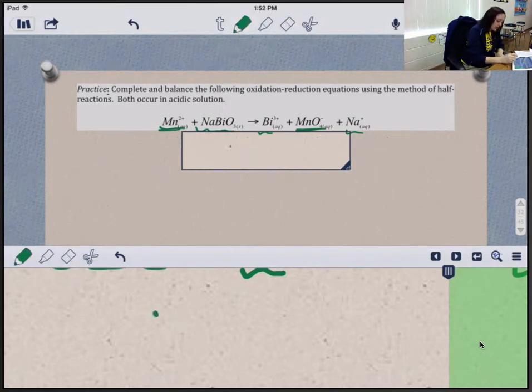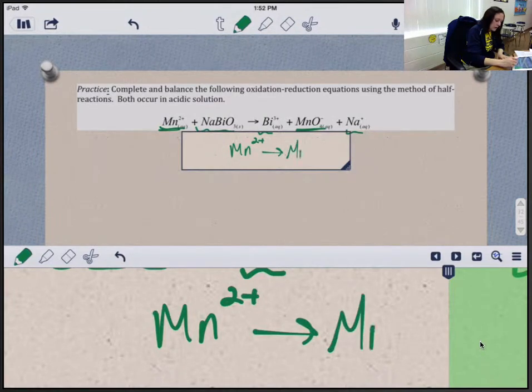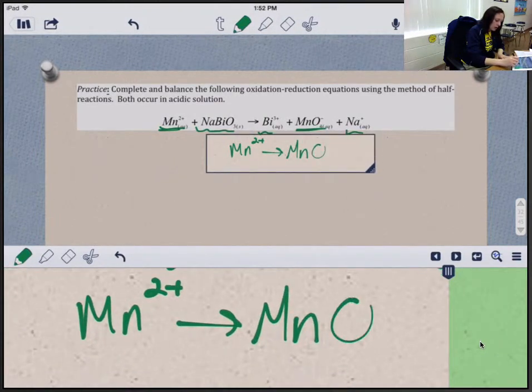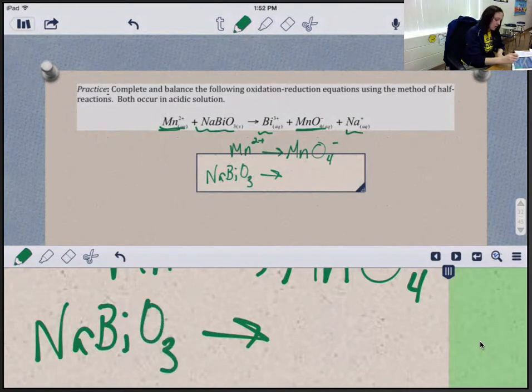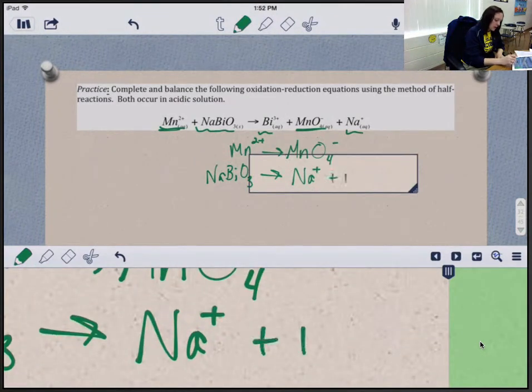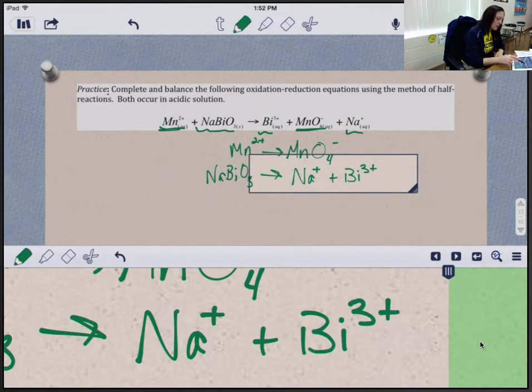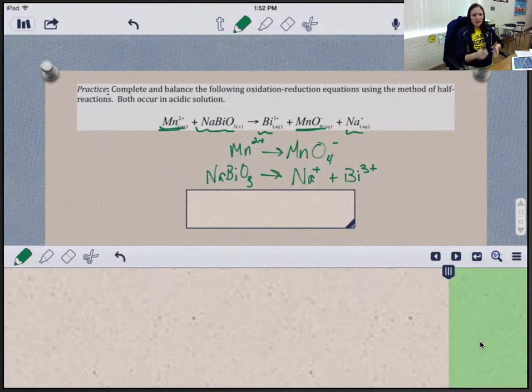And I'll do Mn2+ yielding MnO4-. And then underneath that one, I'll go NaBiO3 into Na+ and Bi3+. Okay, so those are my two basics. I like to have them stacked like that so I have space for the things in the middle.